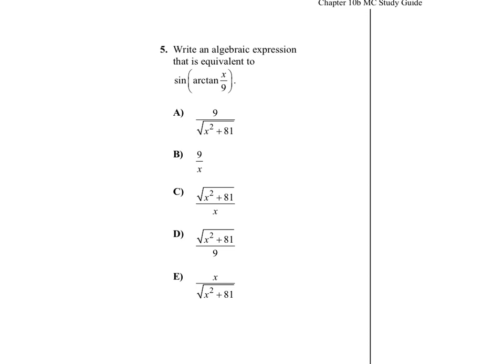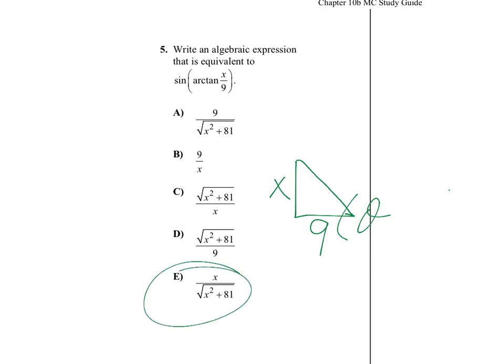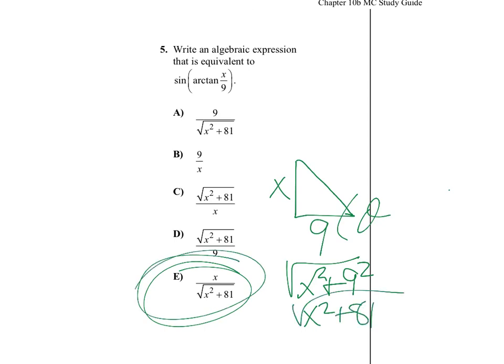All right, the sine whose arctan is x over 9. Arctan of x over 9. So it's the angle whose tan. So draw ourselves a triangle. We have the angle whose tan is x over 9, opposite over adjacent. So we want the sine of this. So it's going to be x over something. Well, it's the only one that's got an x over, but let's double check. So I want the square root of a squared plus b squared, which is x squared plus 81. Sure enough, E is correct.